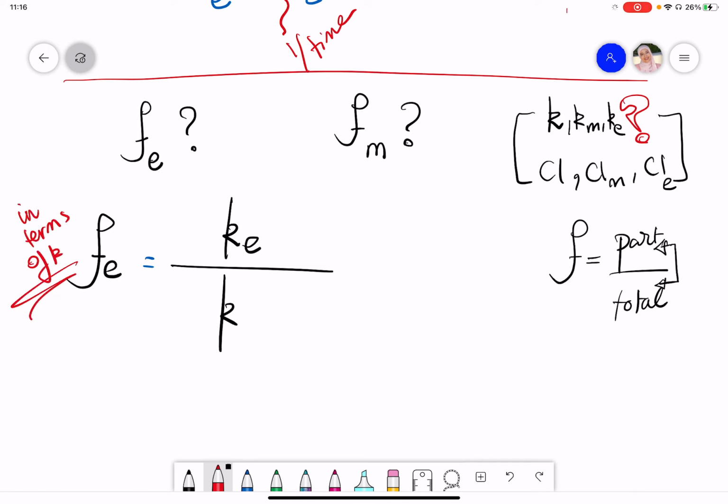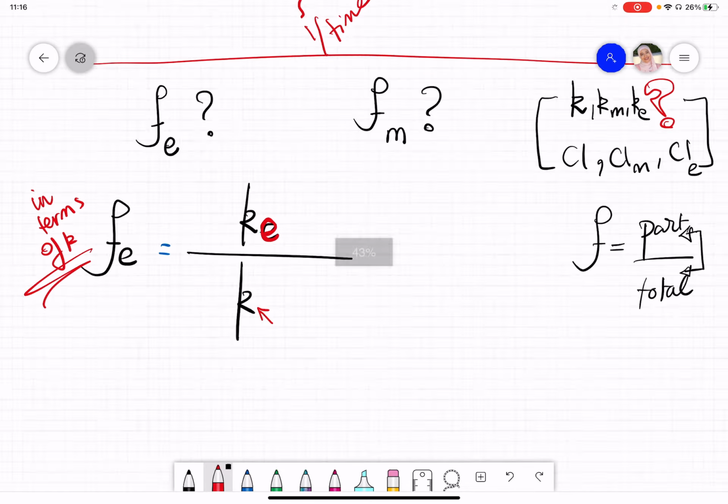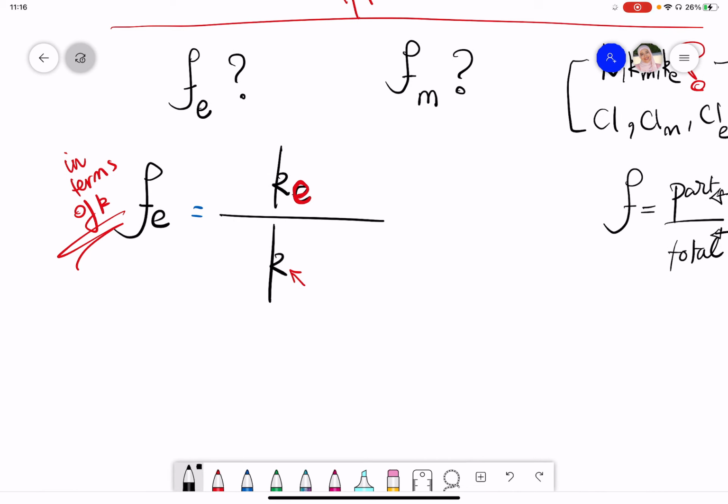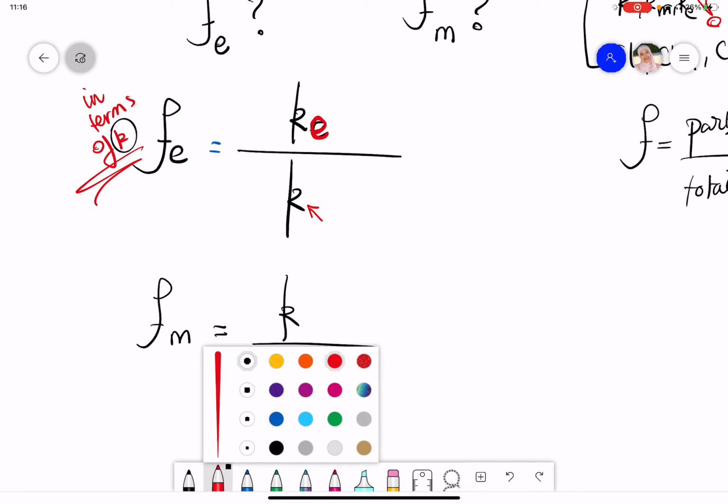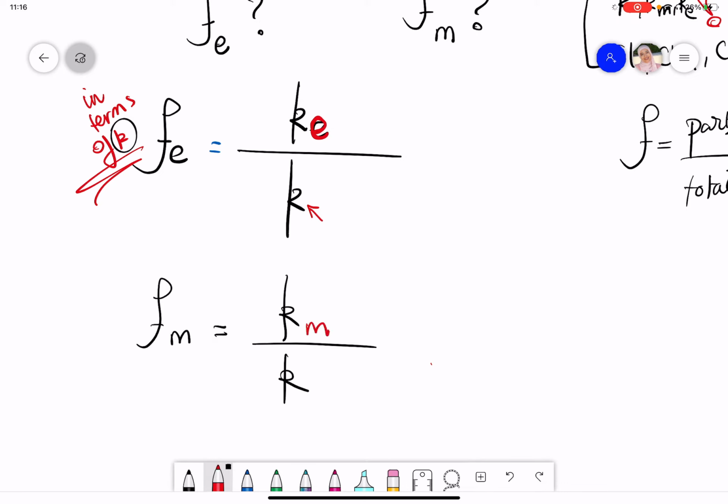If we are talking about excretion fraction, I need to use the part that is related to excretion. So the part in terms of rate constants, I can use Ke, which is the part, and the total is K, which is the elimination rate constant. If I want to have fraction of metabolism, in terms of constants, I will have it as K metabolism over the rate constant of elimination. So just use the right term that you want to define. Okay?